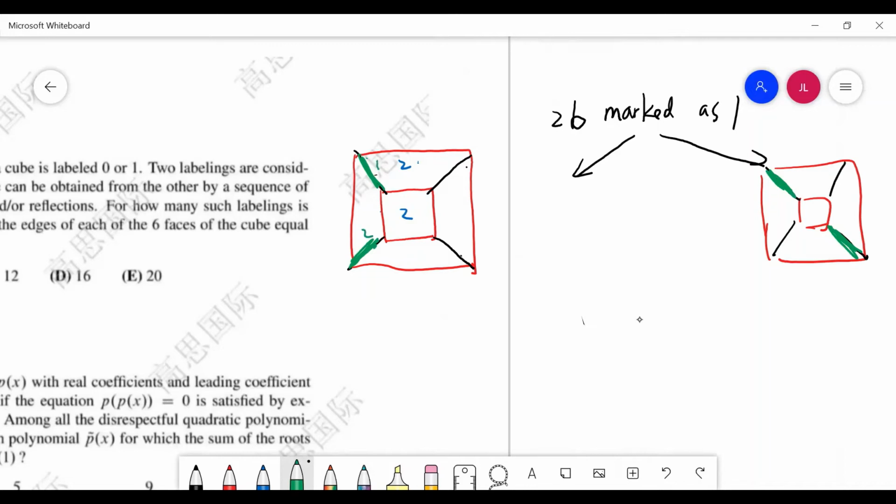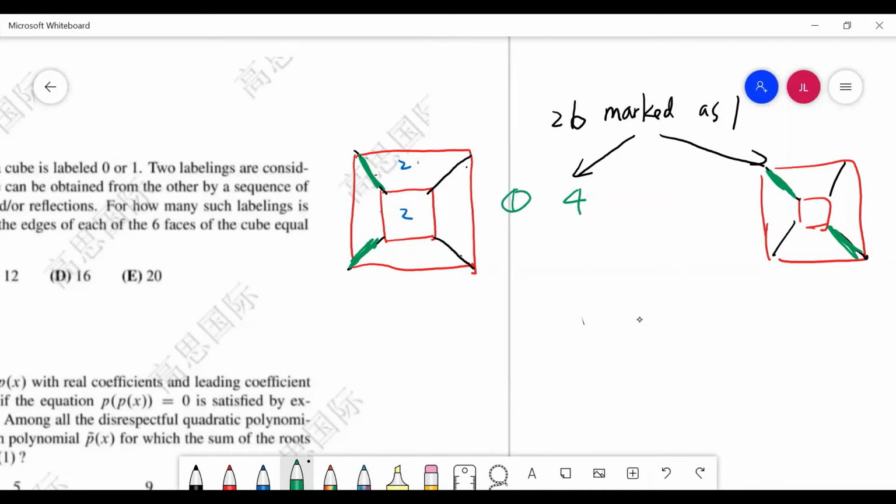So we can label 1, 2, 3, 4. We can do 1, 2. We can do 2, 3. We can do 3, 4. We can do 4, 1. So then the 2 adjacent parallel. Actually we have 4 such ways to choose these 2. This is the first step.